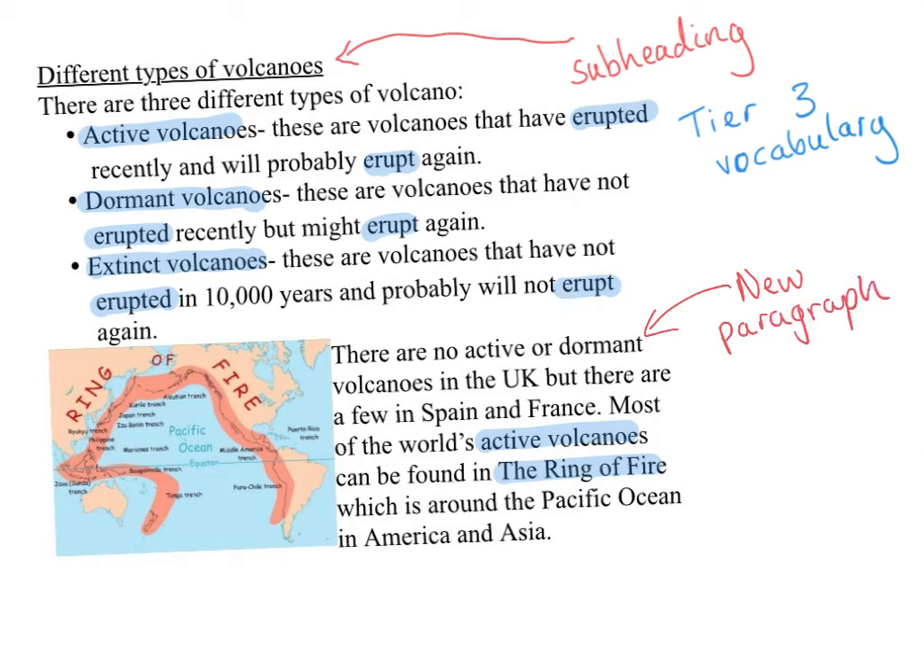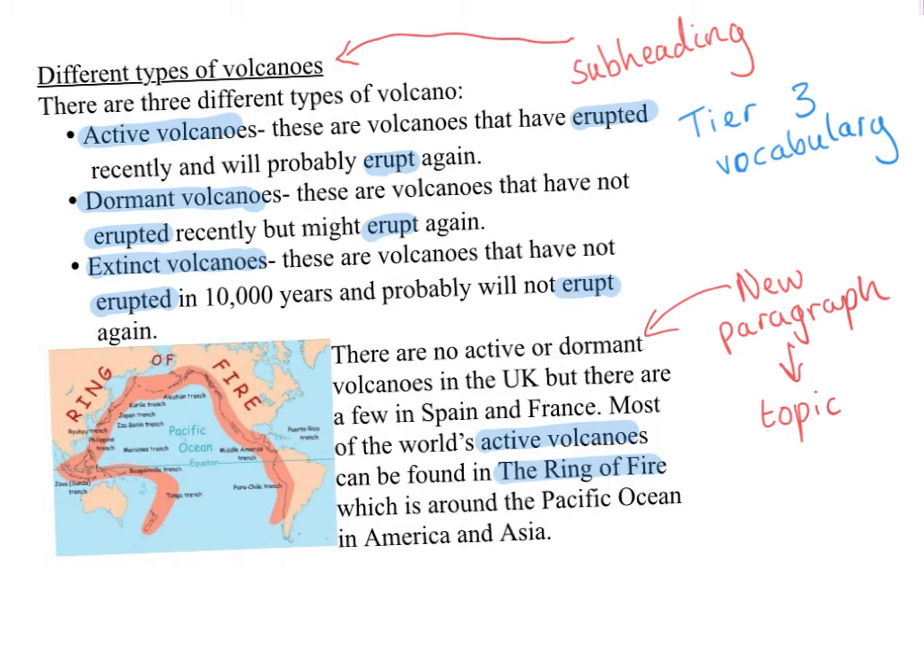And now this one, I wonder which one it's for. Not a change of time, not a change of place, talking about change of topic. Because in this part, we were talking about active, dormant and extinct volcanoes in general, and here we'll talk about them just in our country, in the UK.